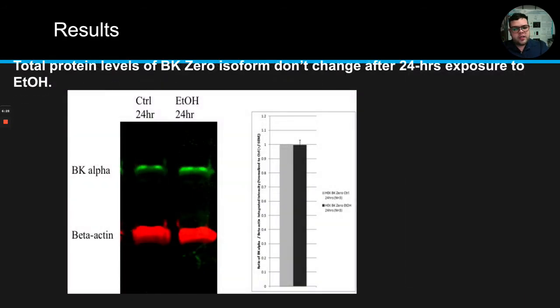Here, we did a Western blot. We performed a Western blot for the BK isoform because we needed to see where that channel went. After 24 hours, we performed the Western blot protocols, and we see here that for the expression level of protein normalized to beta-actin, there aren't any changes in the levels of protein of that channel in the cell.